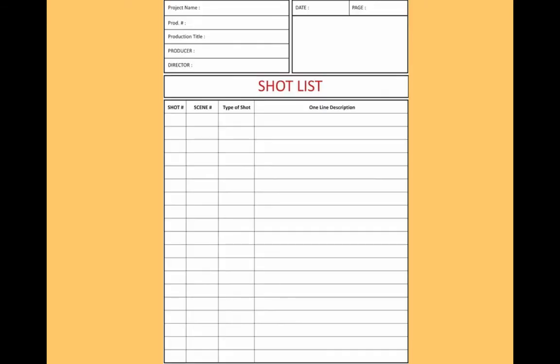Here's what happens when we get the script and we break it down. We create a shot list. We, being the DP, camera operator, and director, list the shots on one side, the scene that shot is taking place in, and the type of shot. So it could be scene 3, and the shot is number 10 in our shot list, and the type of shot might be a dolly close-up, and you do a one-line description.